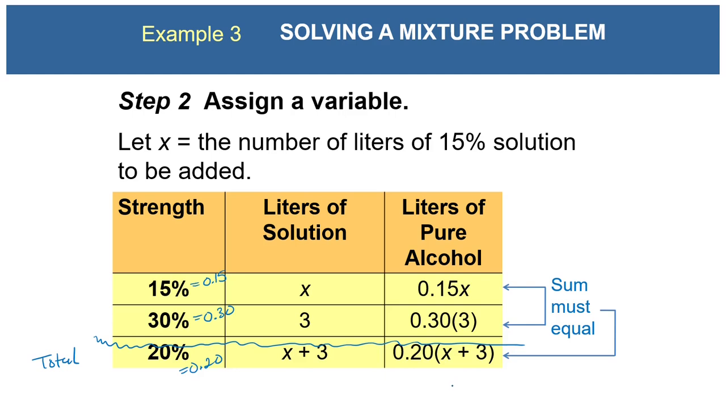What you have to realize is the total of the x liters of 15% and the 3 liters of 30% has to add up to our 20% solution. And so we can create an equation. I can say that 0.15x plus 0.30 times 3 must be equal to 0.20 times x plus 3.